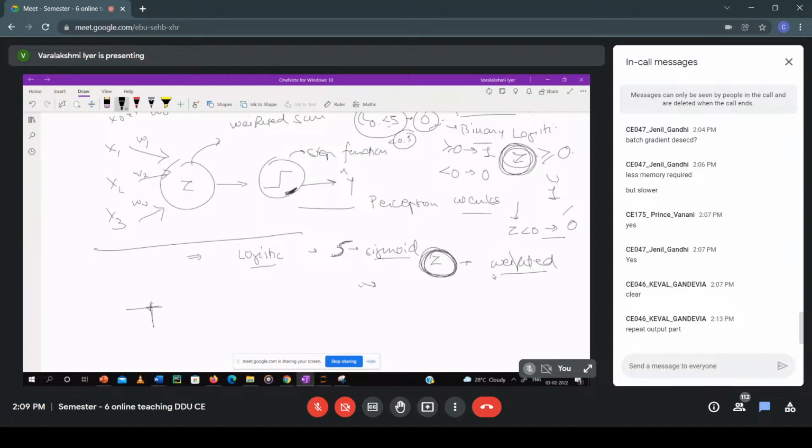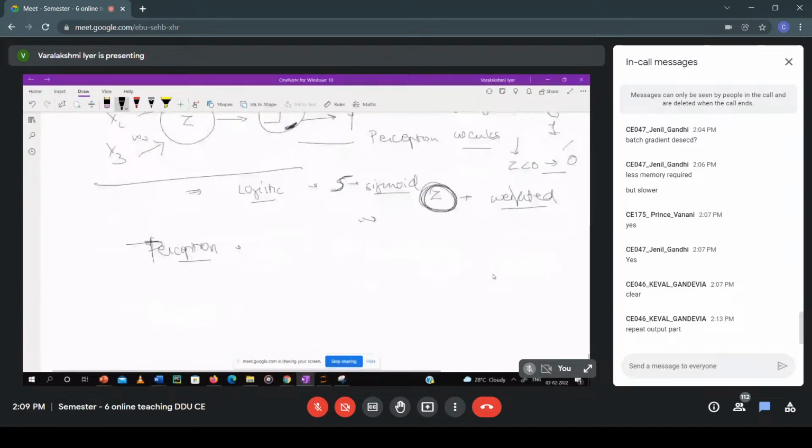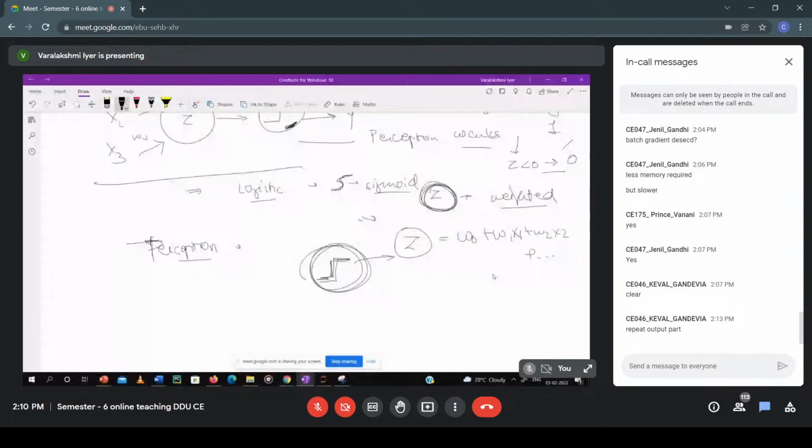But in the case of the basic perceptron that we have, the activation function that we are using here is a step function. Step function means what? Here, if the z value that you are estimating, z is w0 plus w1 x1 plus w2 x2 and so on, is greater than or equal to 0, we'll be predicting an output as 1. And if the z value is less than 0, we'll predict an output as 0. That is how your basic perceptron is working.